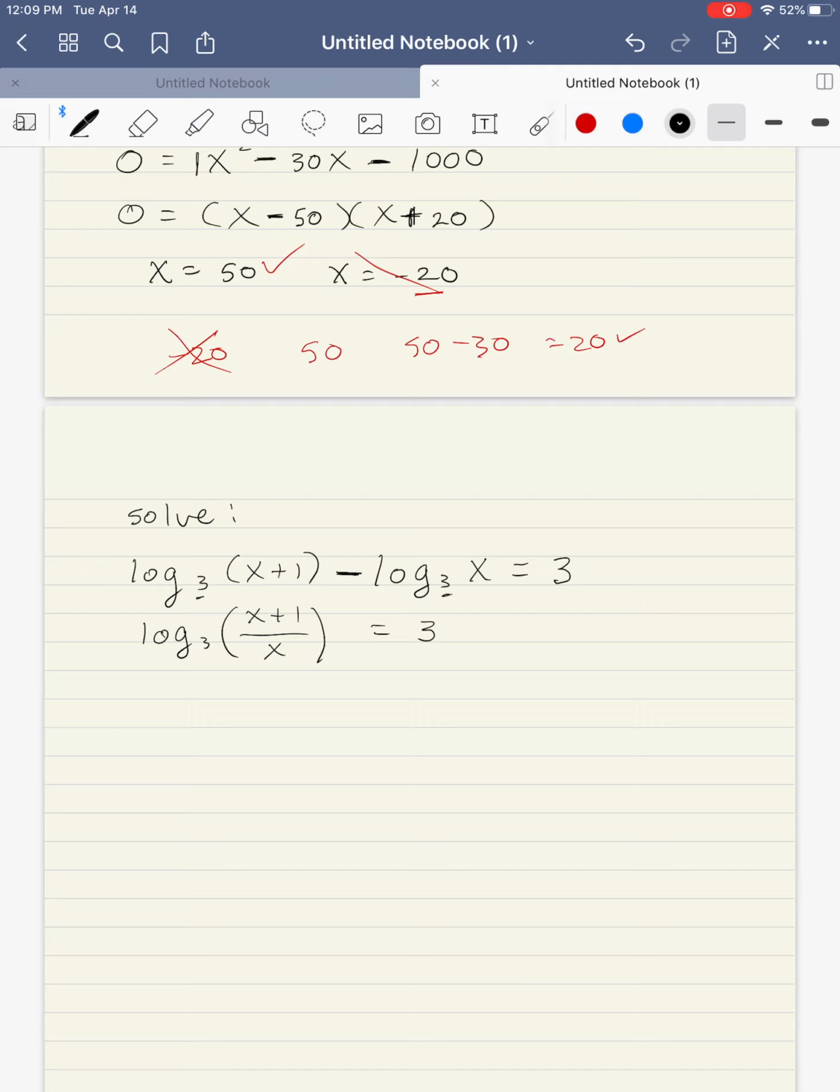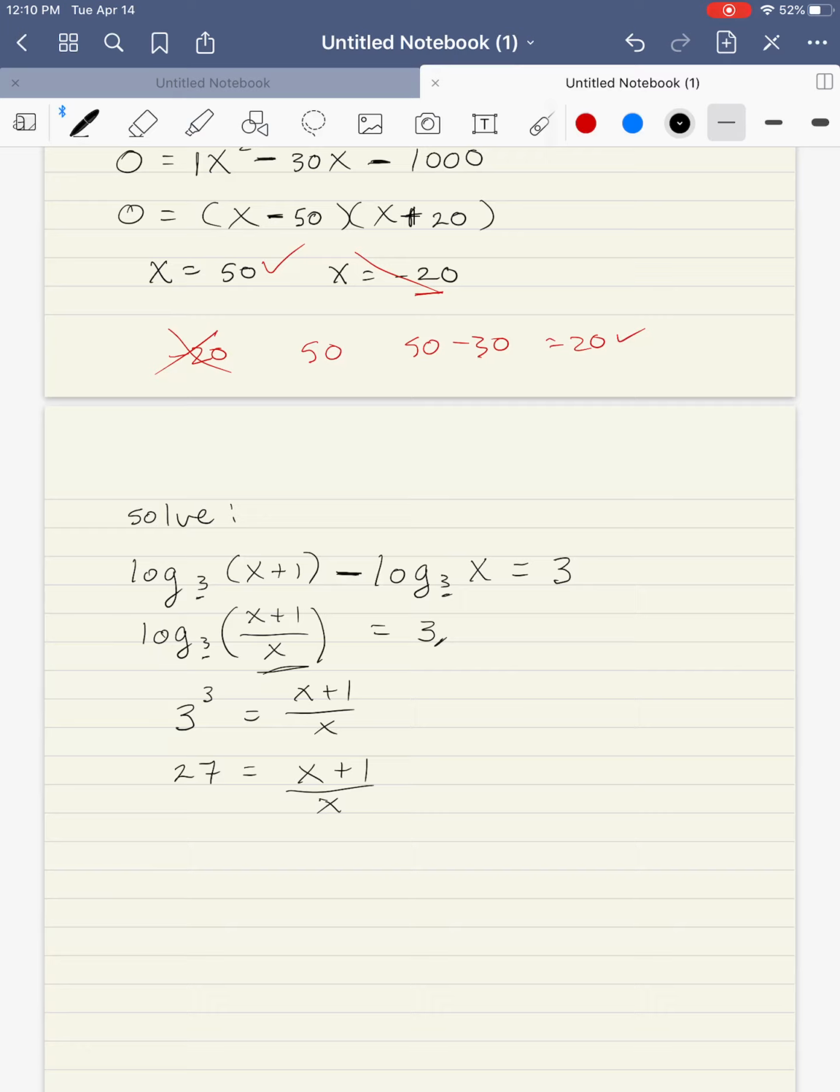Now we need to rewrite this as an exponential statement. Pause the video and do that. And our base is 3. Our exponent is 3, so we have 3 cubed equals our argument, x plus 1 over x. 3 cubed is just 3 times 3 times 3, which is 27, equals x plus 1 over x.